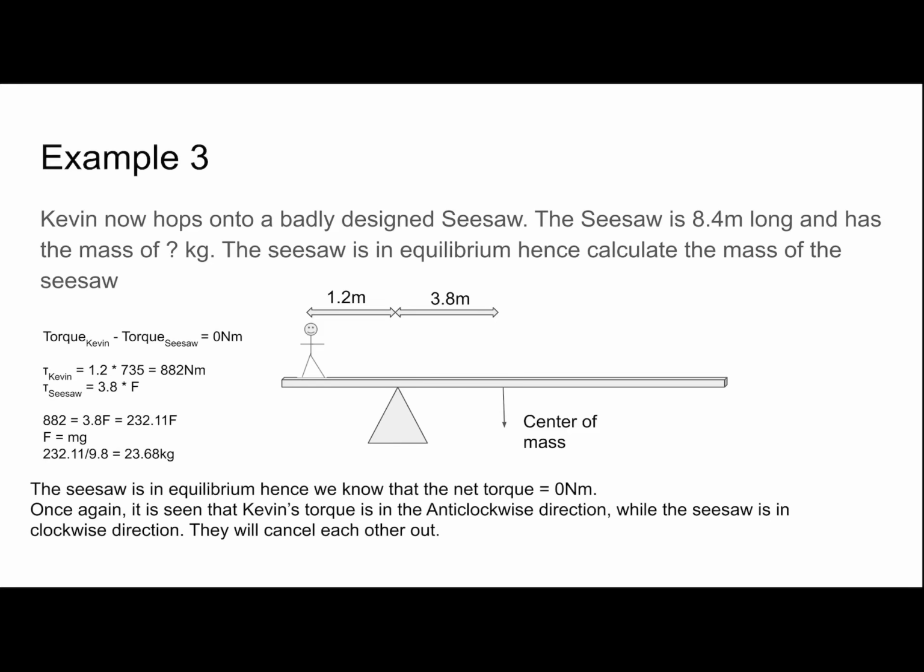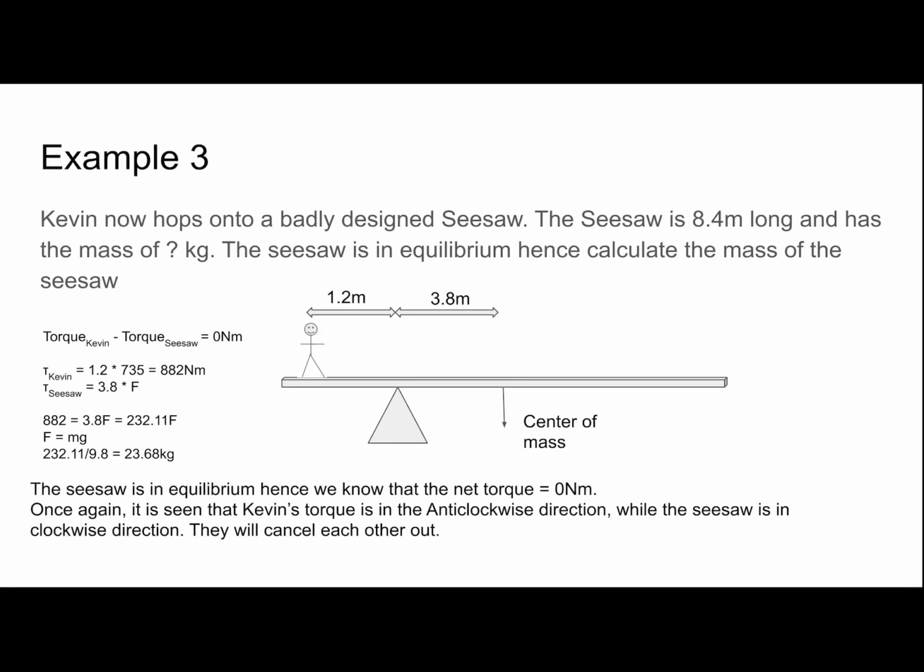Because we know that they cancel out to equal 0, we can set up our equations. 882 is equal to 3.8 times our unknown force. If we move the 3.8 to the other side, we divide by 3.8, and that will give us our force to be 232.114 newtons. Why did I say F? I should say newtons.